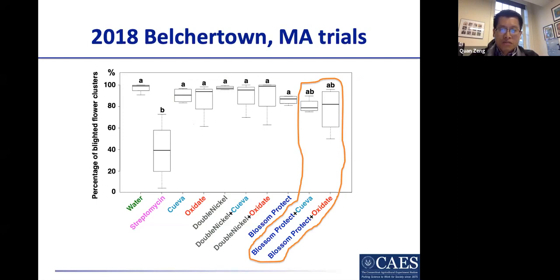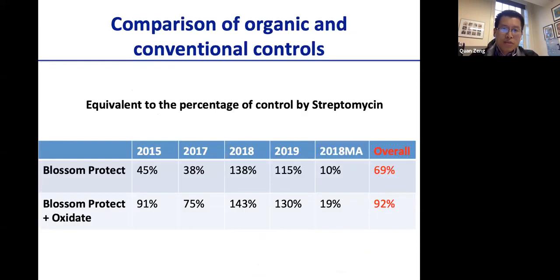So here is a summary of the performance of Blossom Protect and Blossom Protect plus Oxidate. It seems like those two strategies work the best in our 5 years of trials. Over here, those numbers represent the performance of those products equivalent to the percentage of control provided by streptomycin.